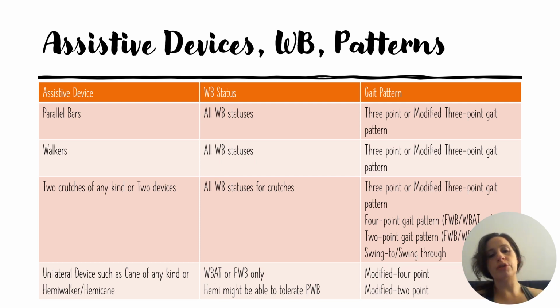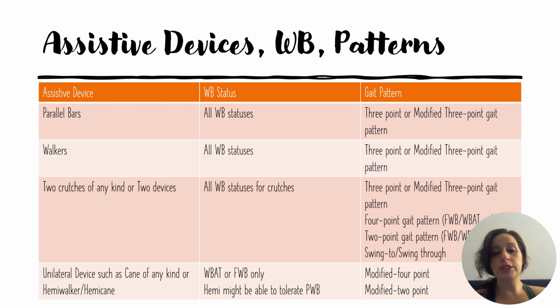Keep in mind with the crutches that your 4-points and 2-points are only for full weight bearing or weight bearing as tolerated. They are not for toe touch or partial, okay? So if your patient has partial weight bearing, you should never be using 4-point gait pattern. If your patient has toe touch weight bearing, you should never be choosing 2-point gait pattern, okay?